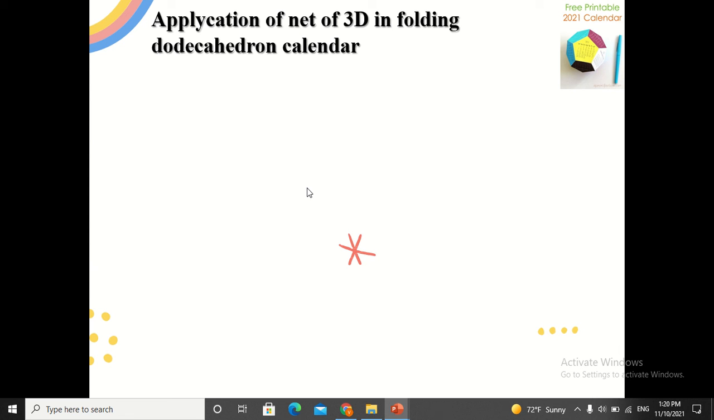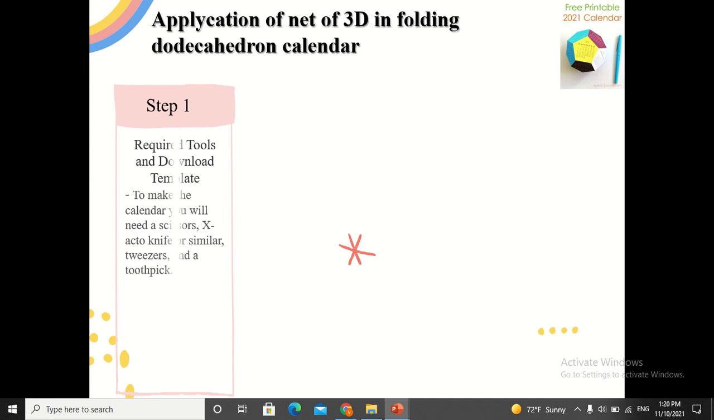Application of nets of 3D shapes in a floating dodecahedron cylinder. Step 1. Required tools and download the template. To make the cylinder, you will need scissors, an X-Acto knife or similar, and a toothpick. This is the template to fold the dodecahedron cylinder.